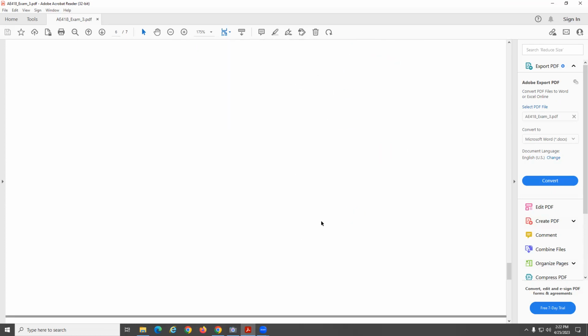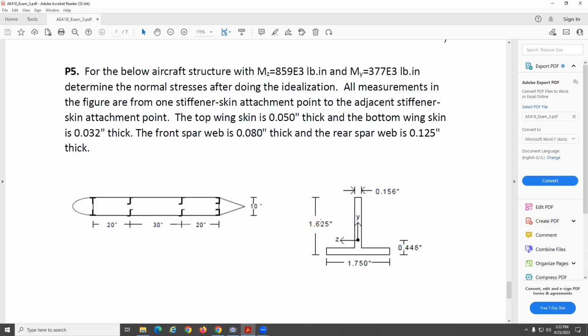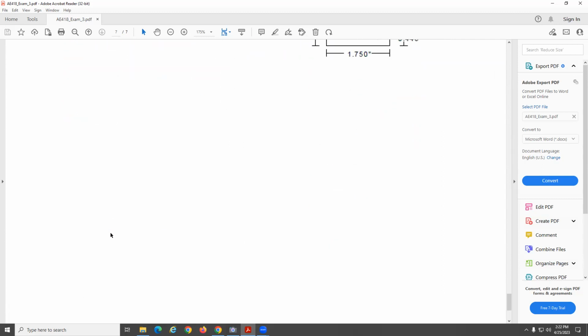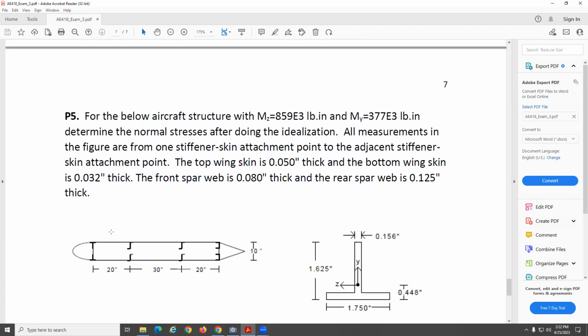We have done this problem in class. This one, you need to do the idealization. Basically, remember the last two lectures, we found how to do the idealization, how you're going to transform this into boom areas, no? Yeah? Okay, that's basically what it is. And that's it. Okay, do you have any question before I close the document?